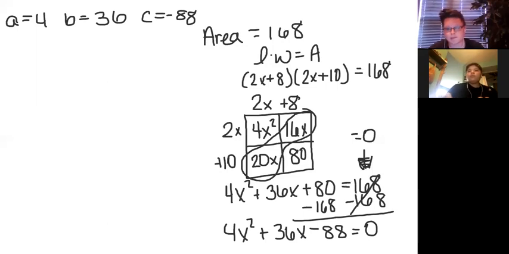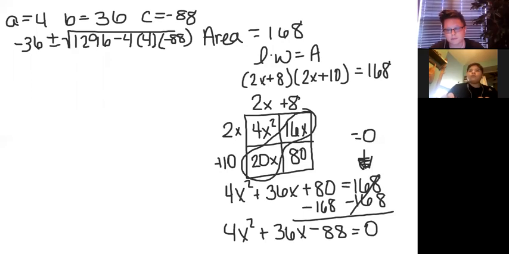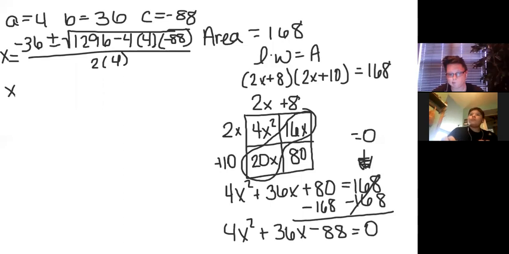So I have negative B, which is negative 36, plus or minus the square root of B squared, which is 36 times 36 is 1296, minus 4 times A, which is 4, and C is negative 88, divided by 2 times 4, which is 8. And all that's equal to, of course, x. So we are going to keep going because x is what we're looking for.